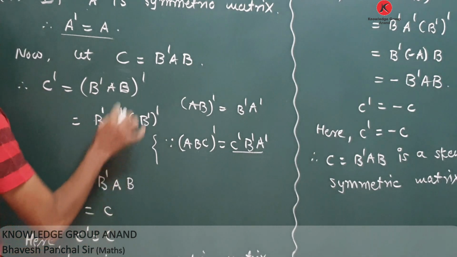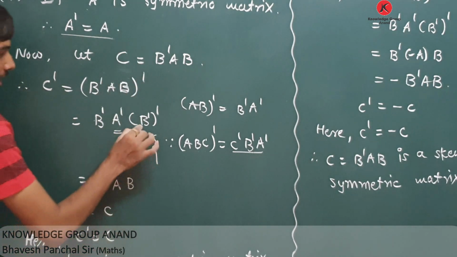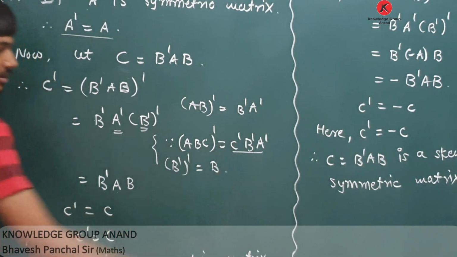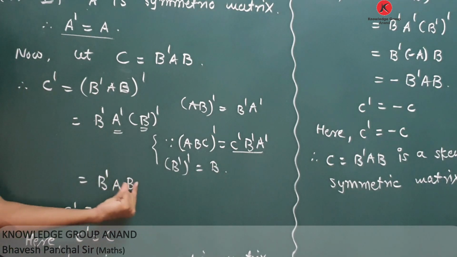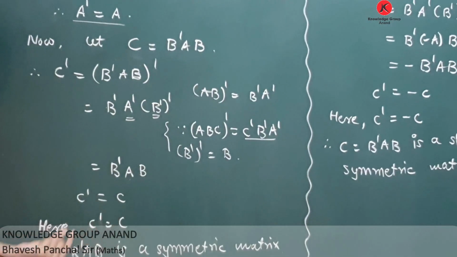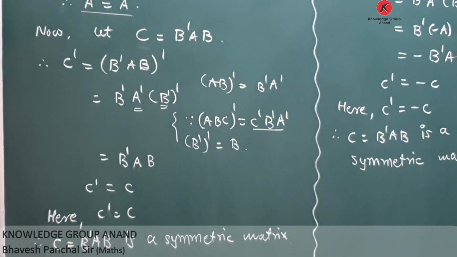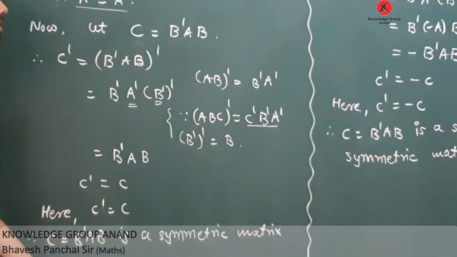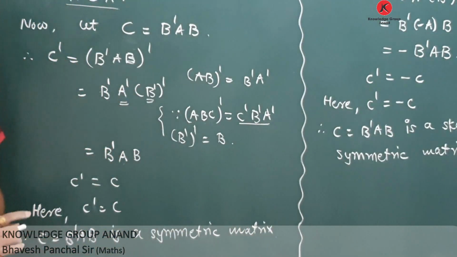Now, we know that A is a symmetric matrix. Therefore, A dash equals A and B dash dash equals B. This is also a property, the idempotent law. Now, B dash A into B will be C. Therefore, we can say that C dash equals C. Therefore, C, which equals B dash AB, is a symmetric matrix. Clear?